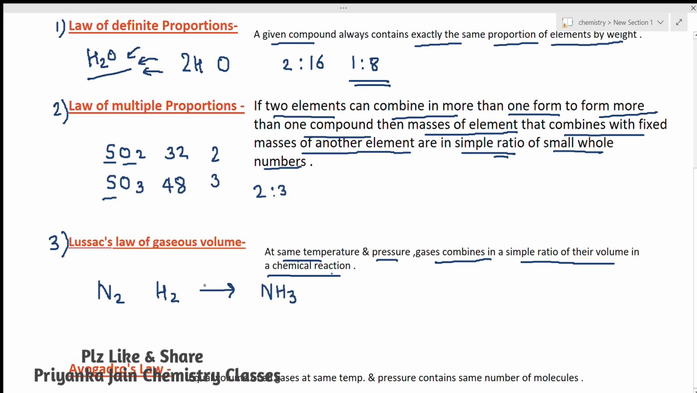Okay. Now this will be 3H2 and this will be 2NH3, right? So in this reaction, if we see the simplicity, one volume of nitrogen combines with 3 volumes of hydrogen to form 2 volumes of NH3. It means the gases combine in a simple ratio of their volumes in a chemical reaction. So we can write these reactions in this manner.